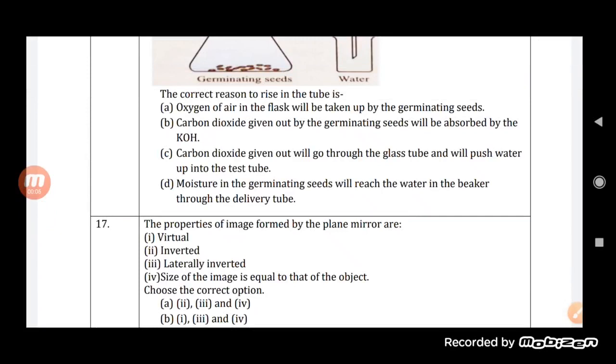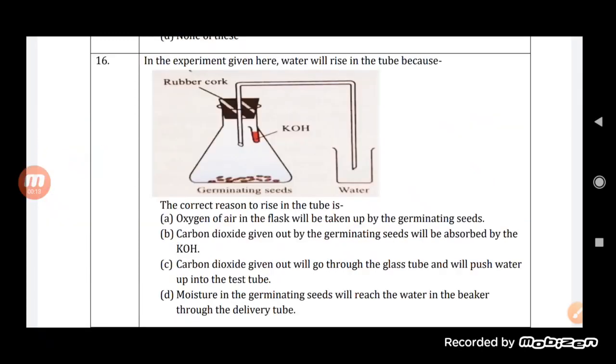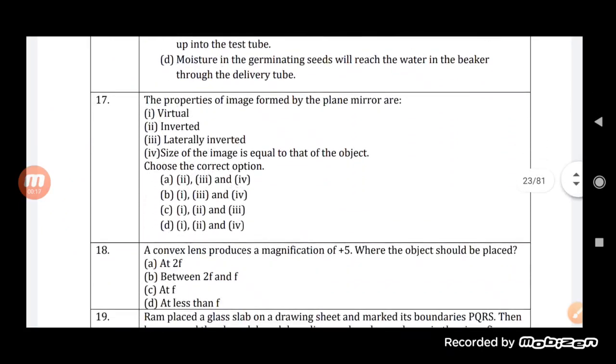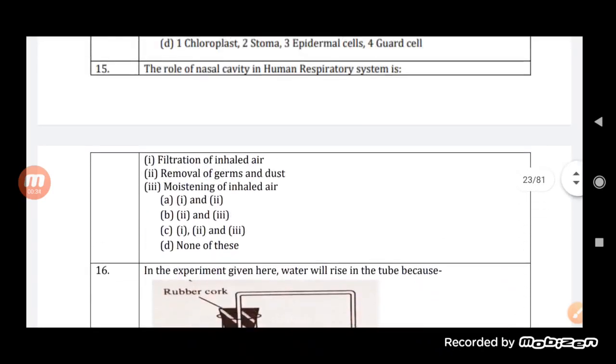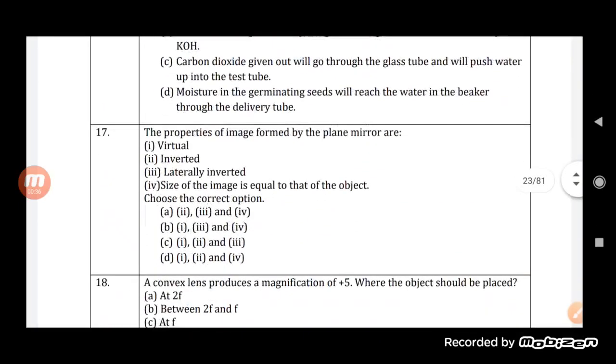So students, in the previous class we were talking about the questions which are given in the sample paper. We were discussing the question answers. Now let us see some more MCQs for Term 1. In the last video we had completed up to question number 16, and now we are going to start with question number 17.